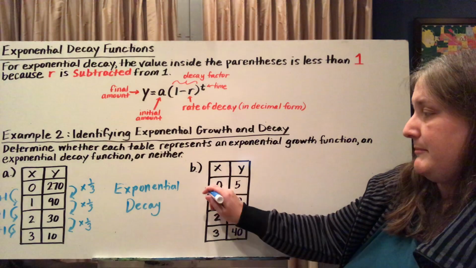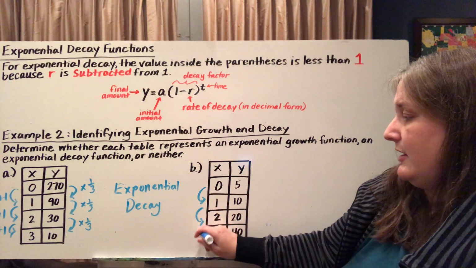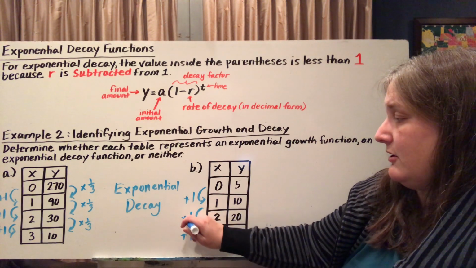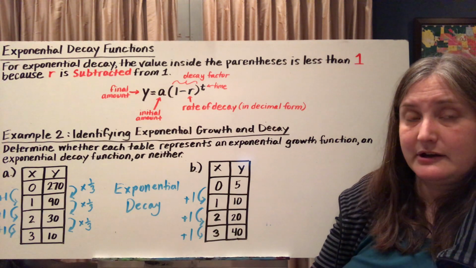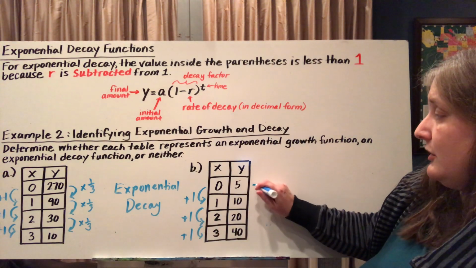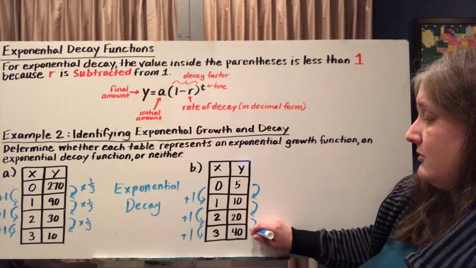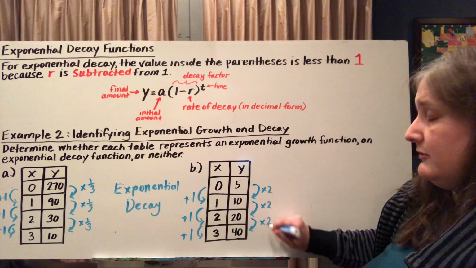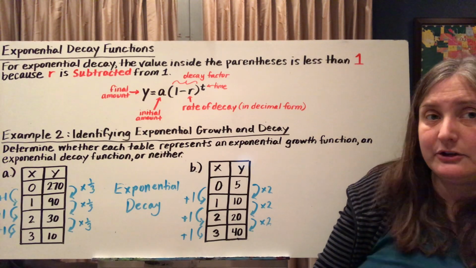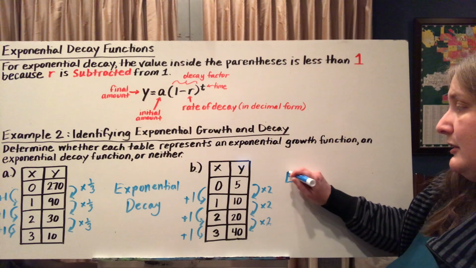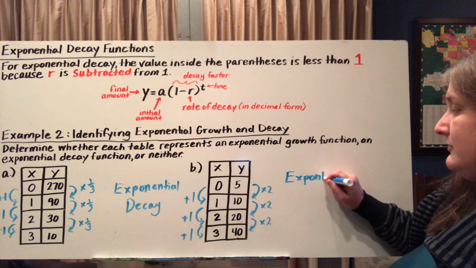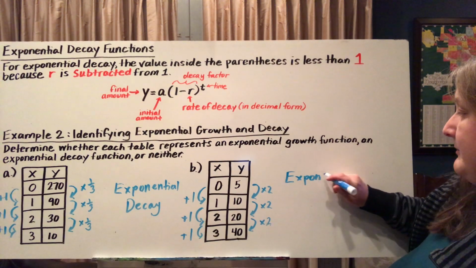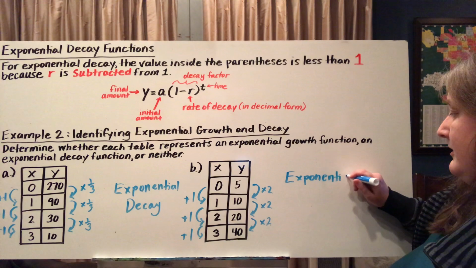All right, let's look at another example. So once again, my x values are going up by 1 each time. That's an exponential characteristic, but also a characteristic of other types of functions. I've got to look at my y values, and they are increasing. They're being multiplied by 2 each time. Multiplying our y values by a constant factor is an exponential characteristic. So once again, this is going to be exponential, but since our y values are increasing, this is going to be exponential growth.